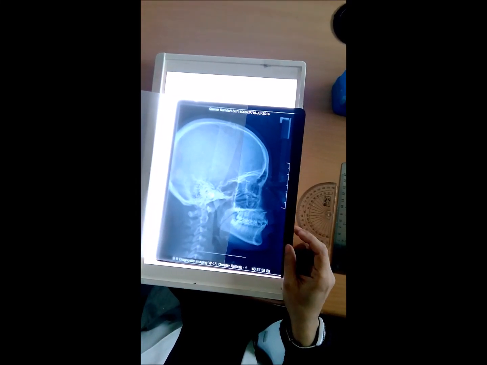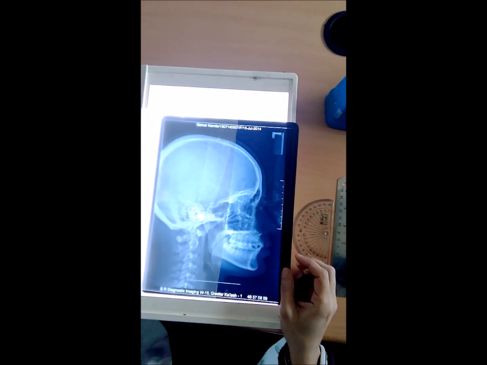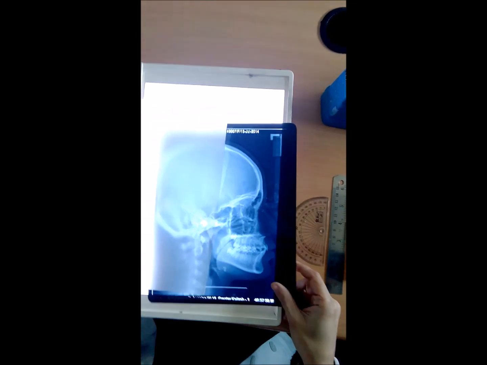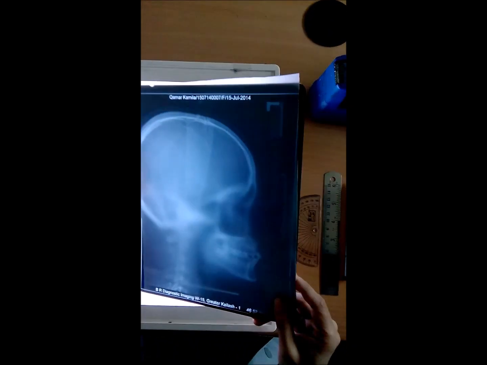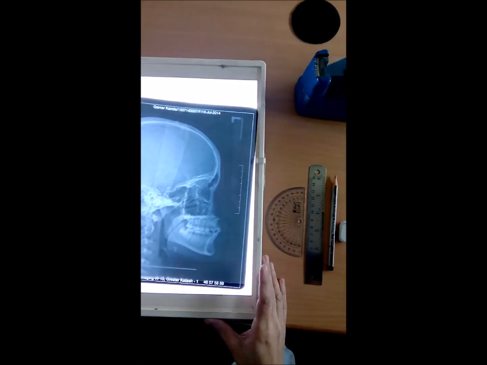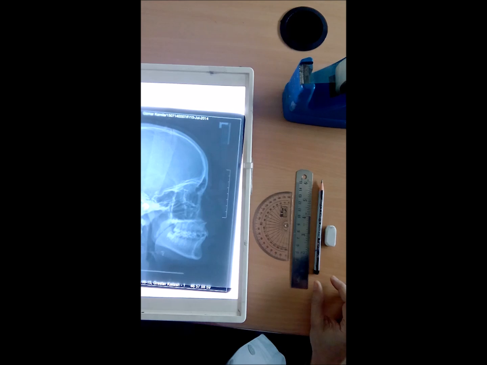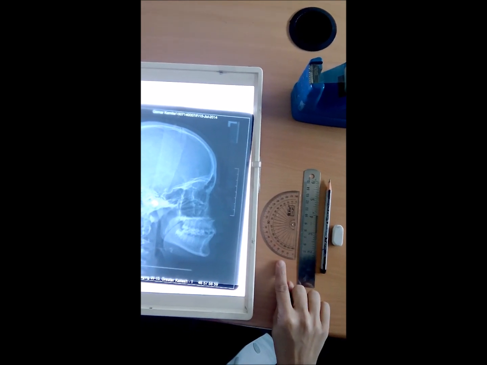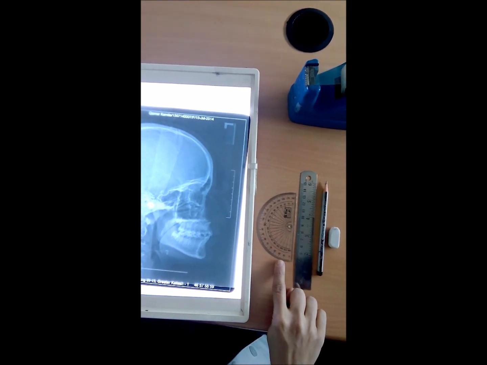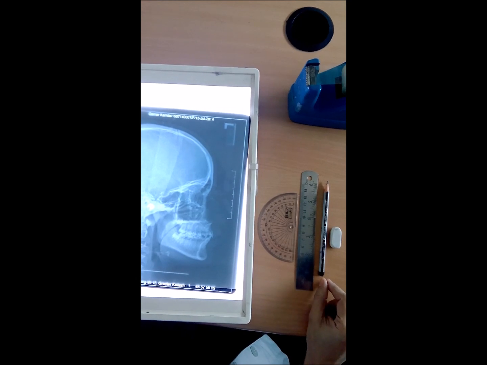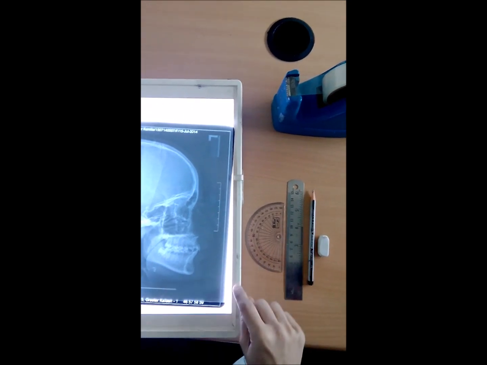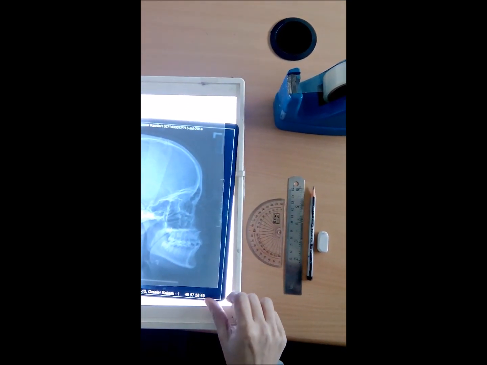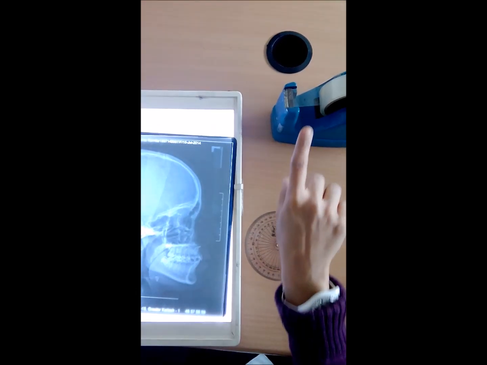So we start with the tracing of lateral cephalogram. For the tracing, you will need a standardized lateral cephalogram, an acetate tracing sheet, a visualizer, and the geometry box comprising a scale, a protractor, a pencil, an eraser, and to attach the tracing sheet to the lateral cephalogram, you need a sellotape.